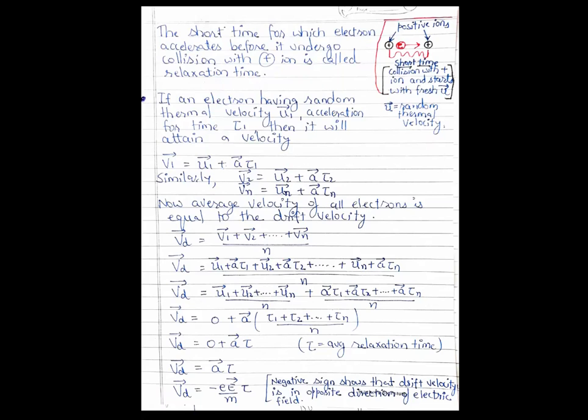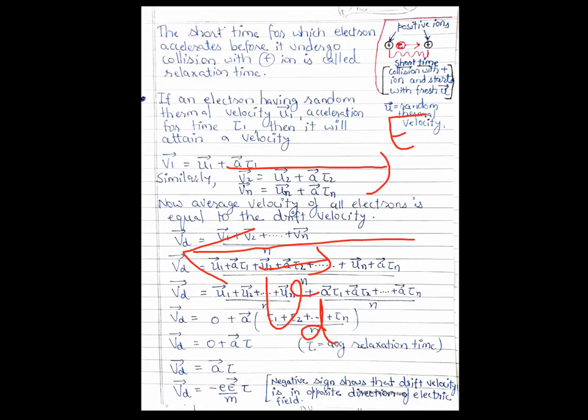और वो कब मिल रही है? जब आपने external field apply किया. But उसकी direction क्या है? उसकी direction है, the electric field is in this direction, the electrons are moving in this direction. So this is your direction of drift velocity, that is opposite to the direction of external electric field.